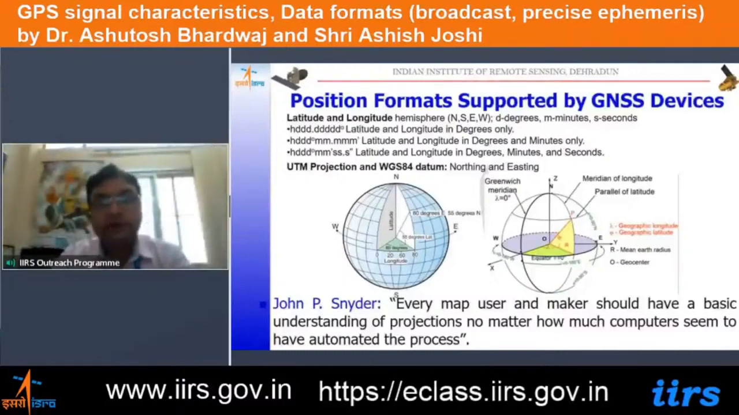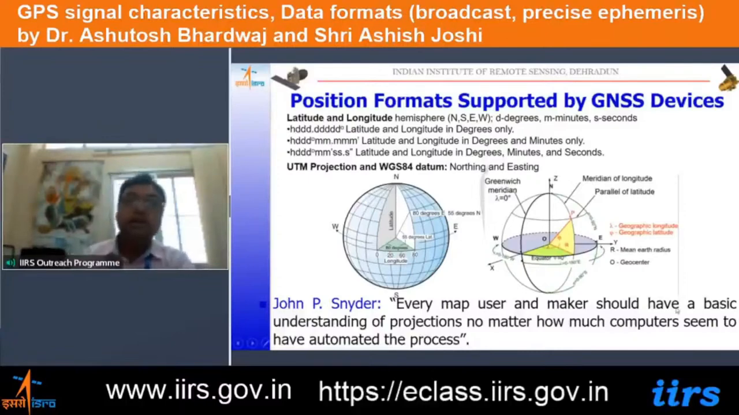Then position comes in different types of formats. When you use the GPS, you can use degree minute second format, or degree minute decimal, or degree decimal. So you can select when you are choosing the different options.